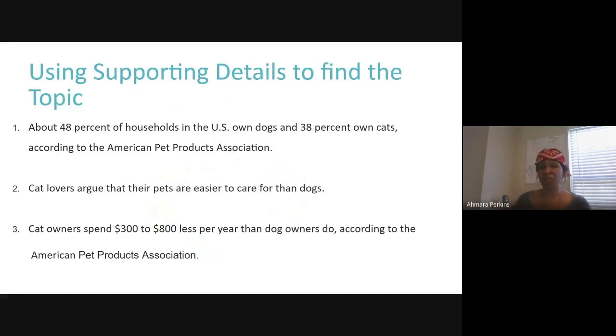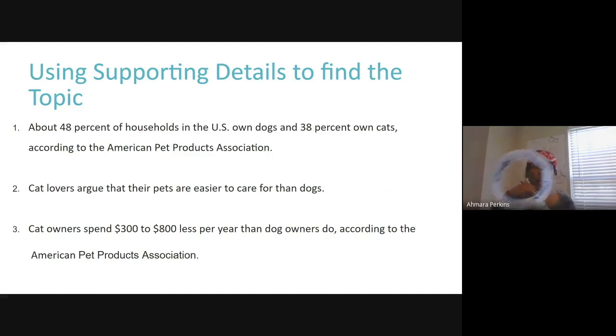About 48% of households in the US own dogs and 30% own cats. And what I'm going to do is, as I go, I'm going to record, and you can too, the clues that I consistently see, as frequently see, okay? So in that first sentence, I see dogs and cats.